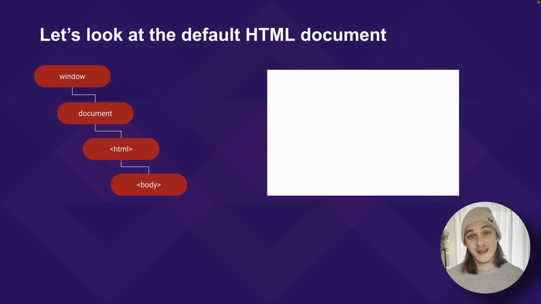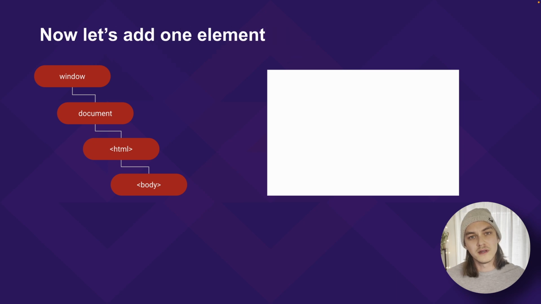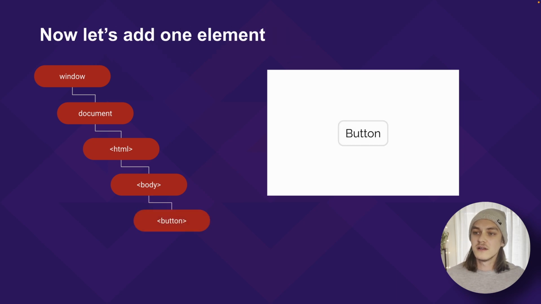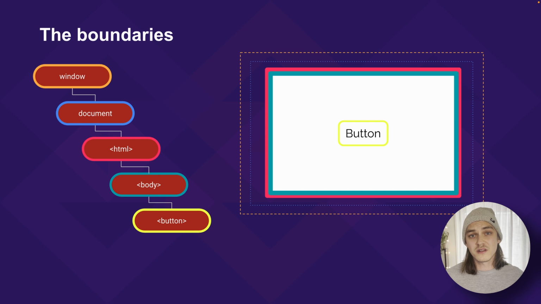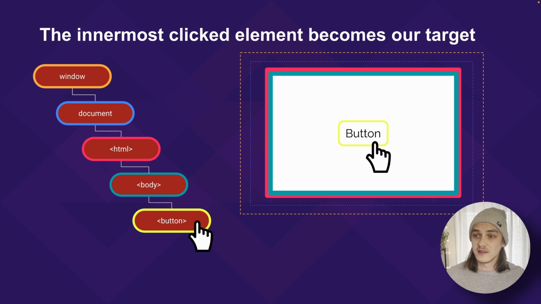If we start by looking at an empty web page, you will find this four-part structure. You will have the window, the document, the HTML or document element, and lastly, the body inside of it. And if we add one element, we can add a button like so, and we can highlight all of the boundaries of these objects or elements on the page. And if we now click on the page, we can click the button. Naturally, that element becomes our target of the event. Why? Because in this case, it's the innermost clicked element on the page.